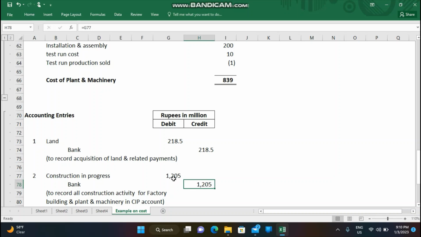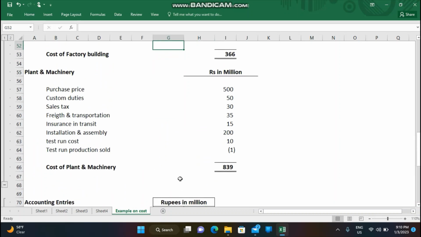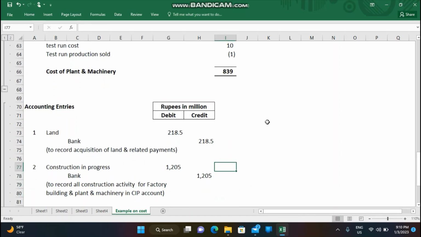So how is this 1205 made up? This is the sum of this 366 million plus 839 million. These are the two amounts, factory building plus plant and machinery, making this 1205, which is recorded in the construction in progress account. As we ignored the element of time, we are recording all these transactions into construction in progress and we are crediting the bank. Once it is completed, only then it will be capitalized as a fixed asset.